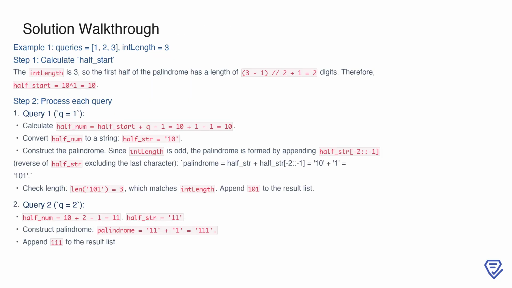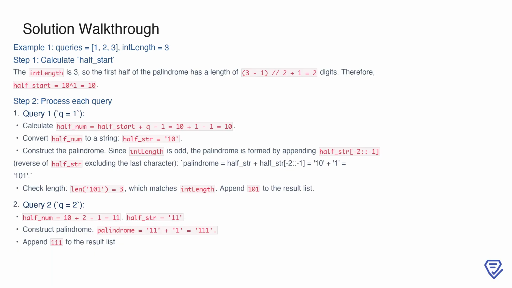To solve the problem, we start by breaking it into smaller steps. In this example, the queries are 1, 2, 3, and the length of the palindrome is 3. First, we calculate half_start, which determines the starting point for the first half of the palindrome. Since the length is 3, the first half has (3 + 1) // 2 = 2 digits, giving us half_start equals 10 to the power of 1, which is 10.